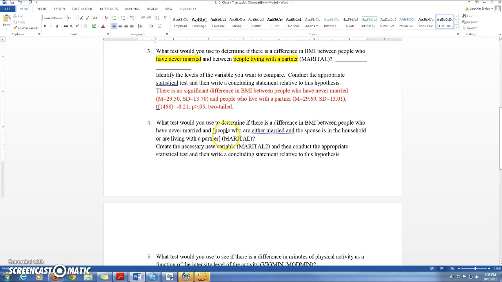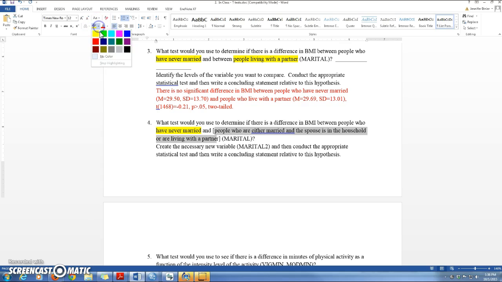So now we're going to go to question 4, and question 4 is really just a variation of question 3 because it's asking us again about marital status and asking us about BMI. But the difference here is that we're now comparing between people who have never married, which is what we did last time, and we're comparing those to now two different groups of people: people who are either married and the spouse is in the household, or they're living with a partner.